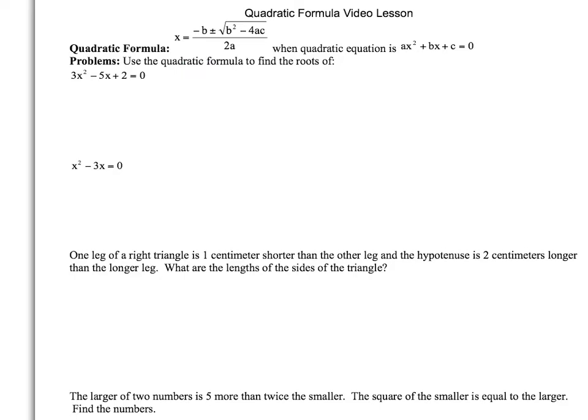And again, like we saw yesterday, the a is the number in front of the x squared, the b is the number in front of the x, and the c is the constant or the number by itself. What you'll end up doing is, given an equation, plug into the formula.